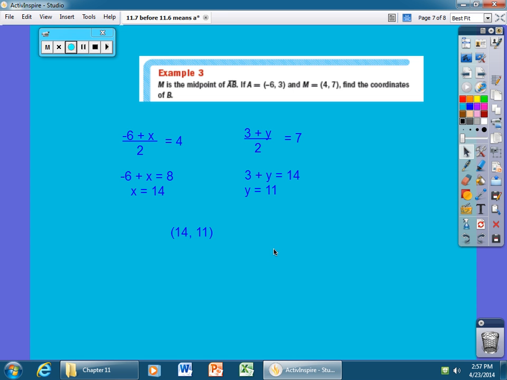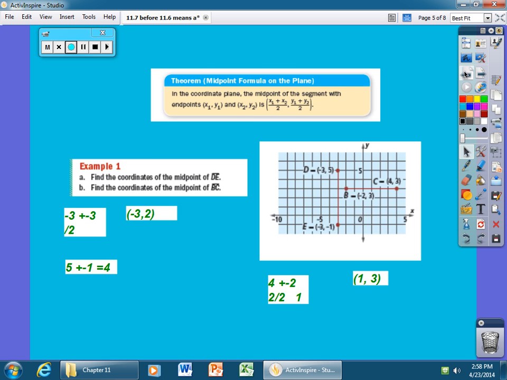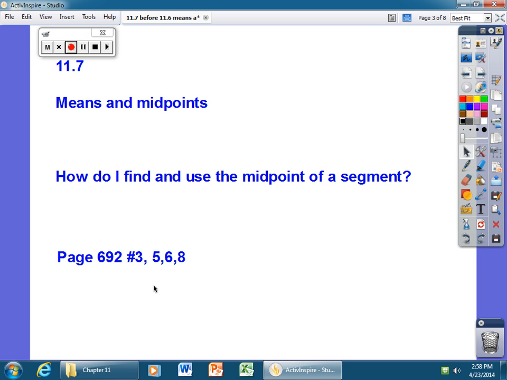Okay, so we've talked about 3 different ways to use the midpoint. Sometimes we just want to find the midpoint. Sometimes we need to find the center of our circle using the midpoint. Sometimes maybe we want to write the equation of a perpendicular bisector using the midpoint. And then we have this example right here that while we had the midpoint, we needed to find the other end. So now that you've watched the video, please go to page 692, do problems 3, 5, 6, and 8.